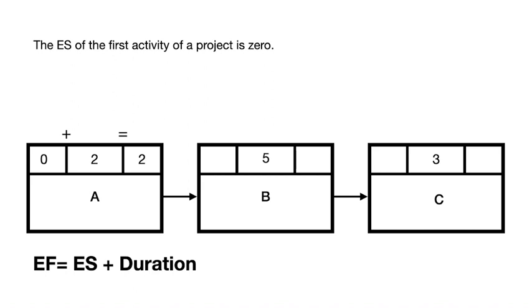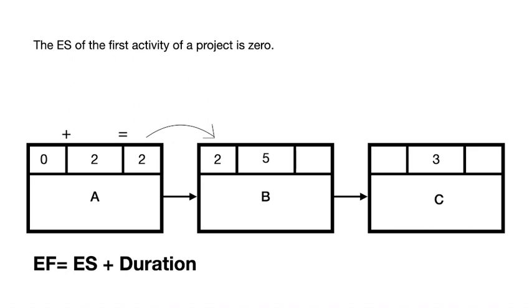We're now going to go ahead to activity B. Because we're going ahead, this is exactly why this method is known as the forward pass. So let's focus on activity B now. The early start of activity B would be the early finish of the activity before it. And as you can see in this diagram, the activity before B is A. And the early finish of A is 2 days. So you just take this number and put it in the box ahead. So the early start of activity B would be equal to 2.